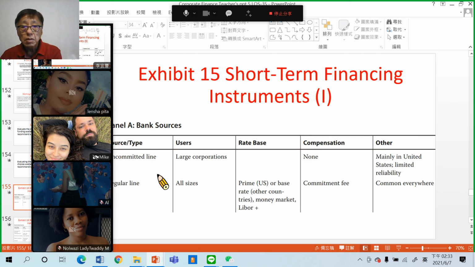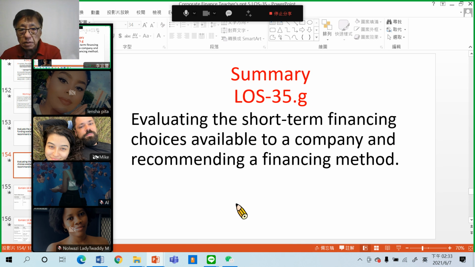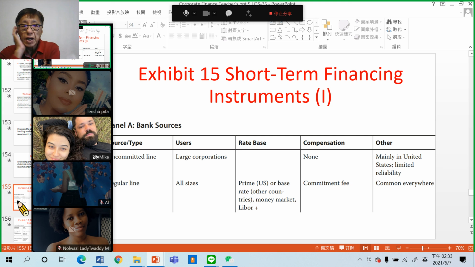That is not my slide. You mean this one? Yes, Nolazi will be presenting and talking to you more briefly about the short-term financing choices, which is the following table below. Panel A, bank sources.